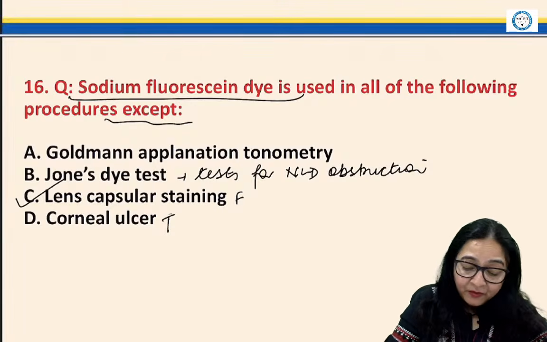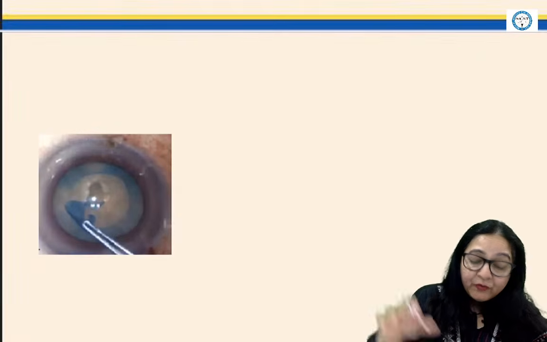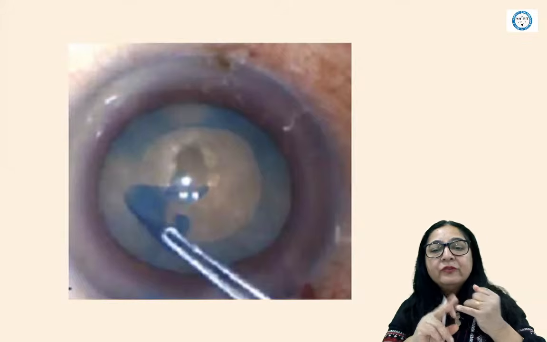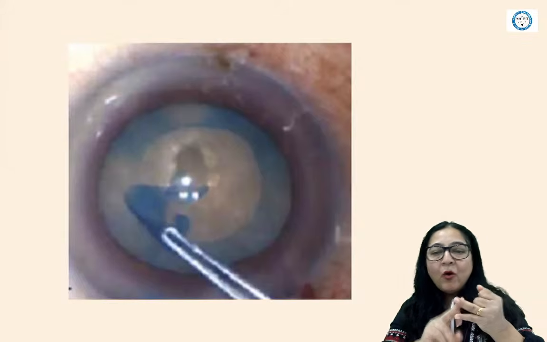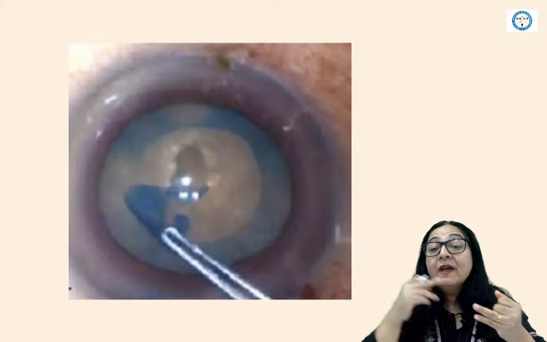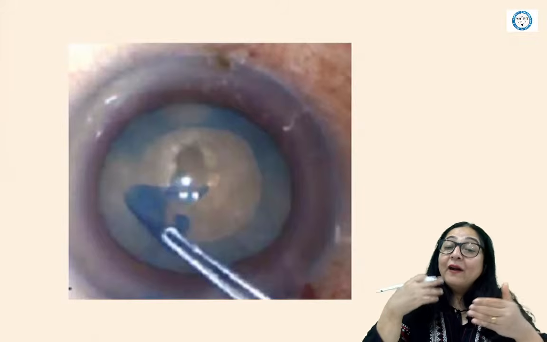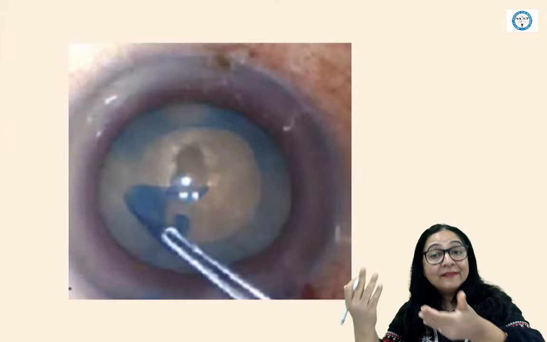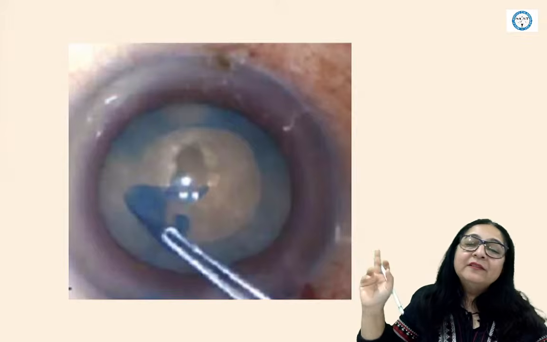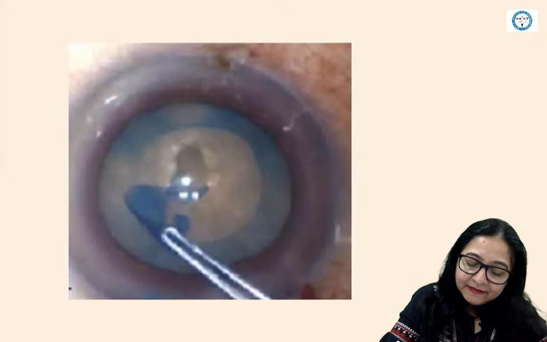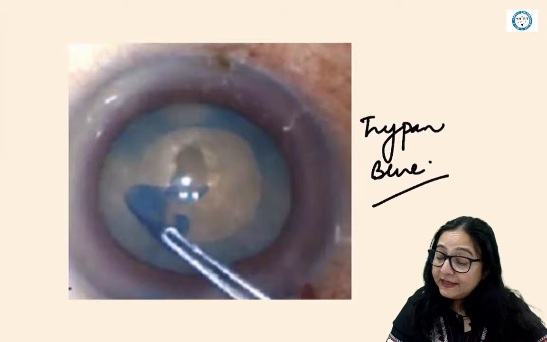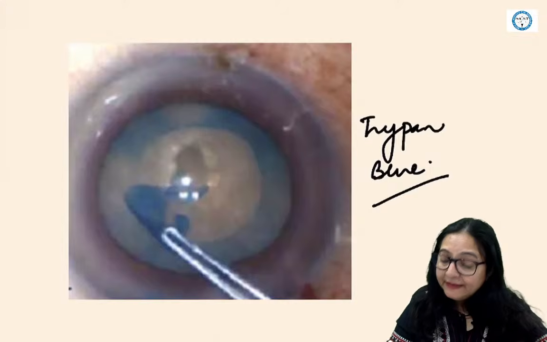So are you clear now? Trypan blue is the dye which is used for the lens capsule, beta, not the fluorescent. Fluorescent is used for Goldmann applanation tonometry, corneal ulcers, corneal abrasions, dry eye staining, also John's dye test, also fundus fluorescein angiography, but not for the anterior capsular staining. For the capsulorhexis or the anterior capsulotomy, we use trypan blue dye, beta. ठीक है, right?